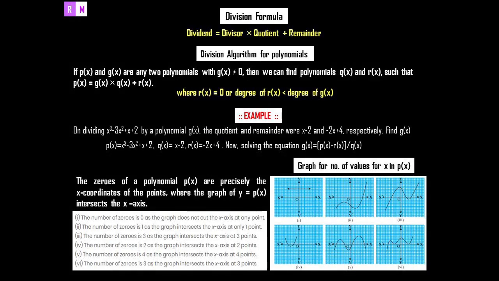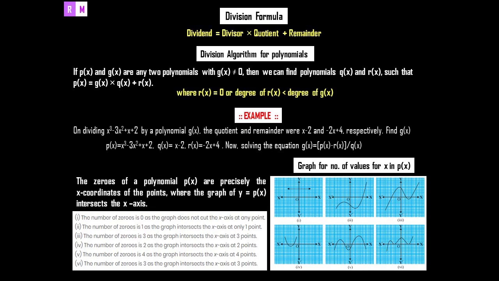Division algorithm for polynomials is quite similar to Euclid's division lemma. It states that if p(x) and g(x) are any two polynomials with g(x) not equal to 0, then we can find polynomials q(x) and r(x) such that p(x) equals g(x) times q(x) plus r(x). Please look at the example and try to solve it.